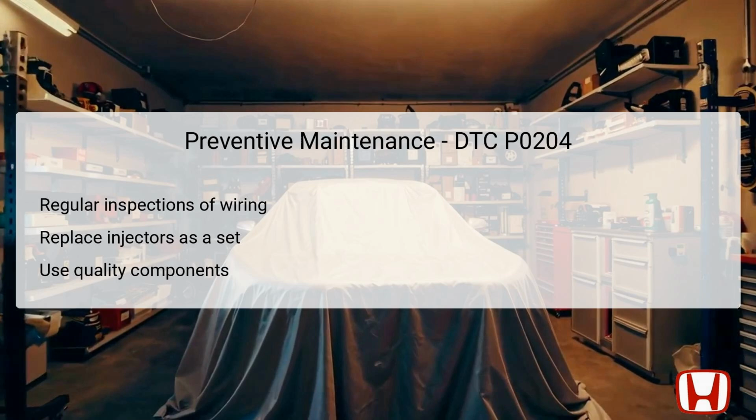Preventive maintenance is essential in avoiding issues related to the injector circuit malfunctions, such as DTC P0204. Regular inspections of the wiring harness associated with the injectors can help identify potential issues before they lead to a failure. It is also recommended to replace fuel injectors as a complete set rather than individually to maintain balance and performance, as older injectors may wear unevenly and lead to additional problems. Additionally, utilizing quality components in repairs and replacements will further ensure the longevity and reliability of the fuel injection system.